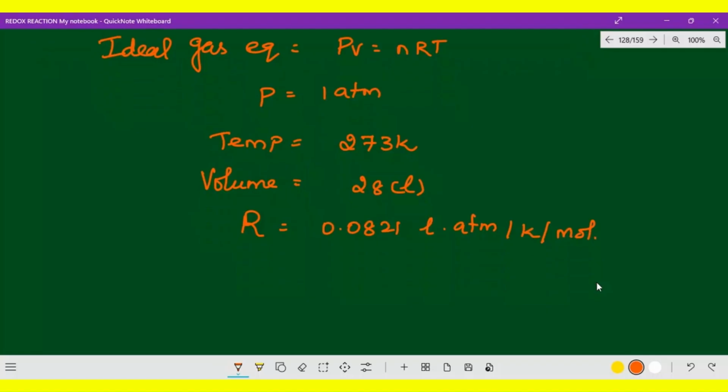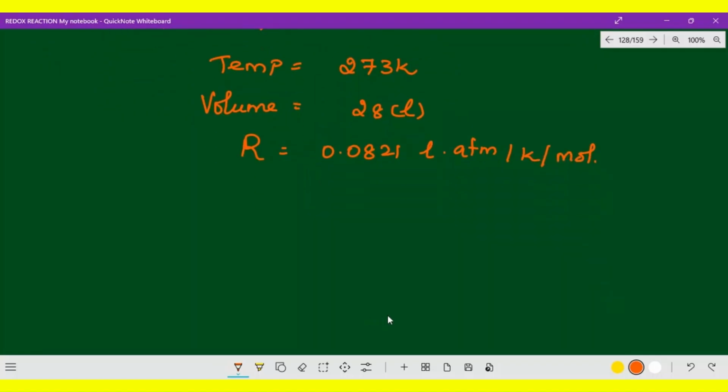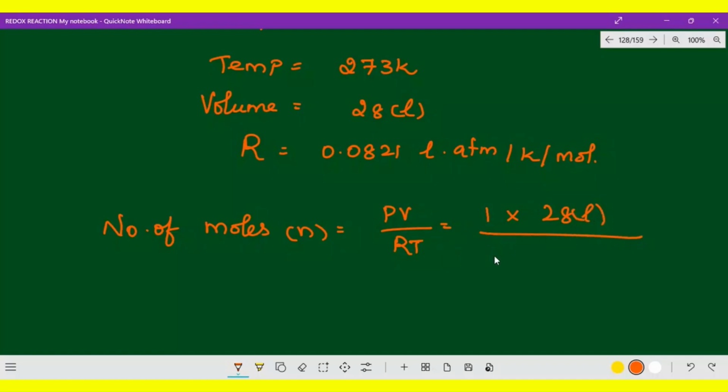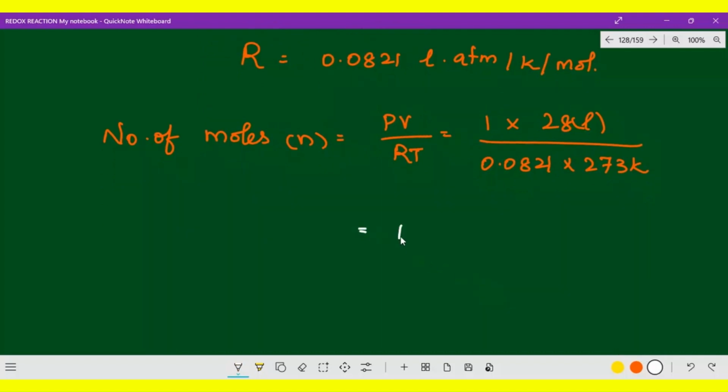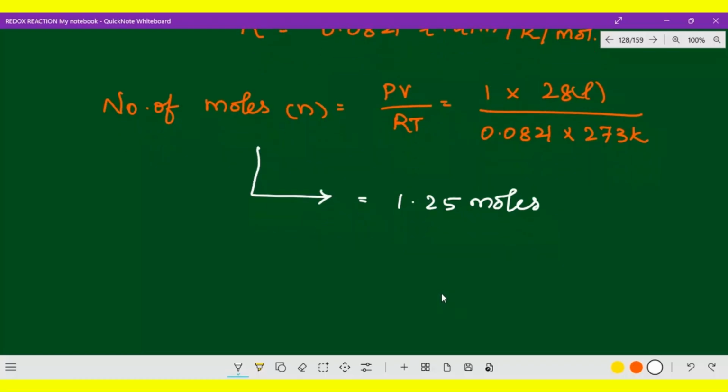Right, now here let us identify the number of moles. So PV equal to nRT, so let us apply the values here. n equal to PV by RT. So P is 1 atmospheric pressure, volume is 28 liter, divided by R 0.0821 into temperature 273 Kelvin. What is the answer you will get when you calculate this? Here you will get 1.25 moles. Right, now the mixture reacts with 128 gram of oxygen.